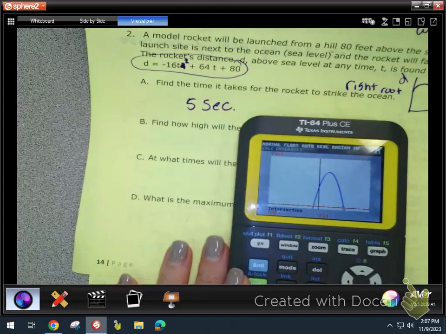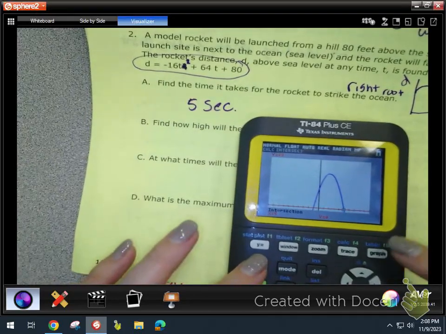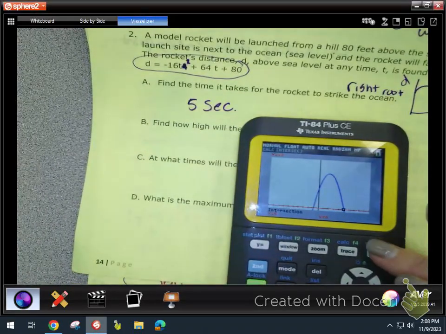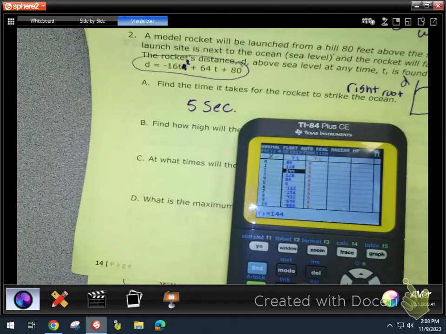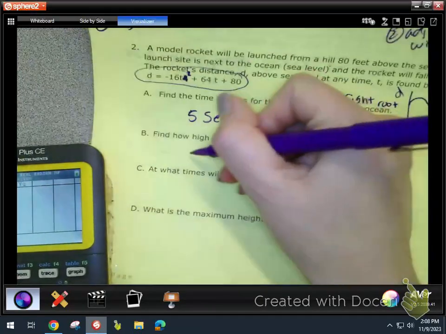How do you get to the table? That's going to be second graph. Ah, that table. Algebra 1 style. When x is 2, what is y? 144. 144 feet.